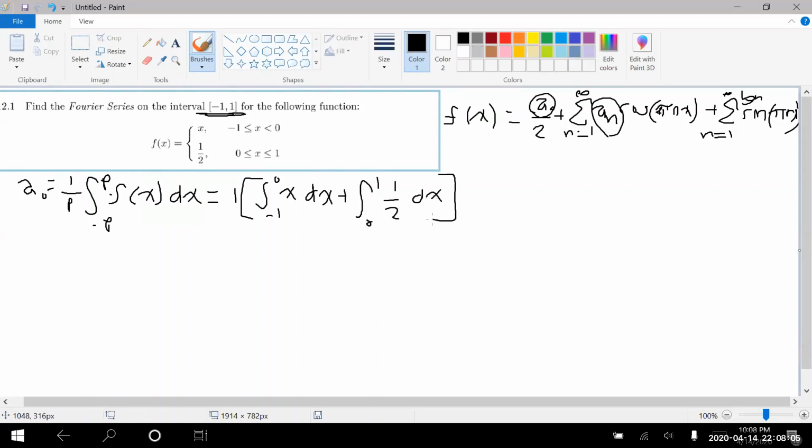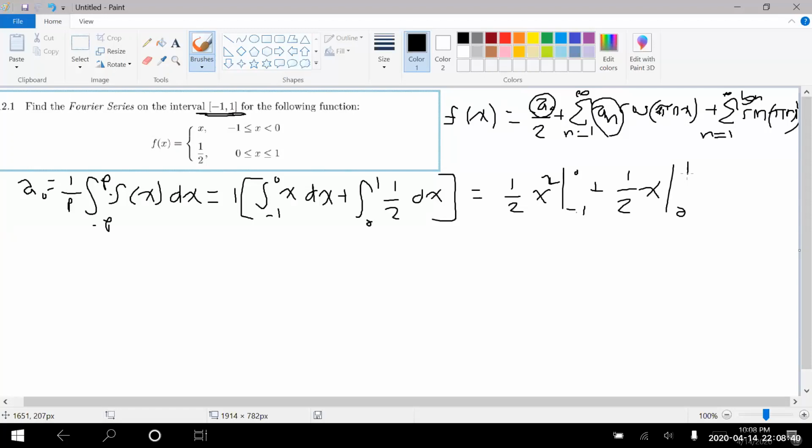Okay, so now taking the integral of these, you should get 1/2 x squared evaluated from negative 1 to 0, and then plus 1/2 x evaluated from 0 to 1. And I will say, for these types of problems, be careful with your signs. It's super easy to lose track of where you're supposed to be since you're evaluating so many different little functions.